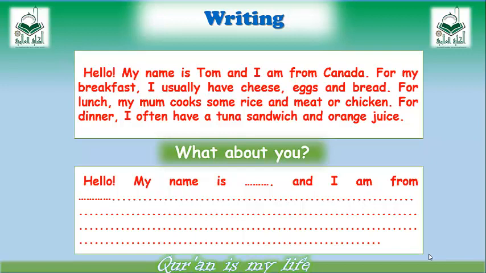Let's read it together. Hello, my name is Tom. I'm from Canada. For my breakfast, I usually have cheese, eggs, and bread. For lunch, my mom cooks some rice and meat or chicken. For dinner, I often have a tuna sandwich and orange juice.